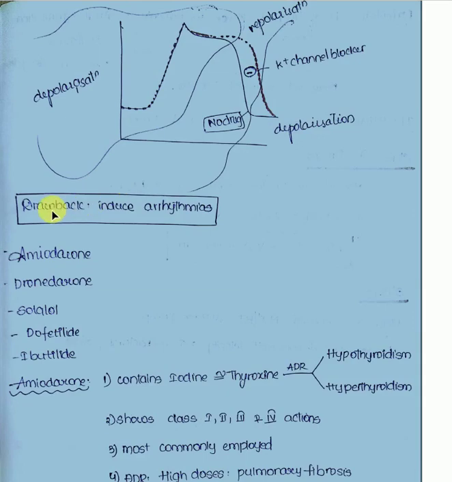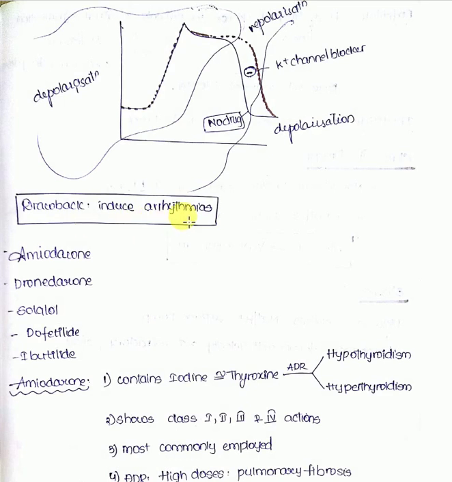And the main drawback of class 3 drugs is induced arrhythmias, that is ventricular tachyarrhythmia. This is the only drawback of the class 3 drugs, potassium channel blockers, in case of arrhythmia. And examples of potassium channel blocking agents are amiodarone, dronedarone, sotalol, dofetilide, and ibutilide.